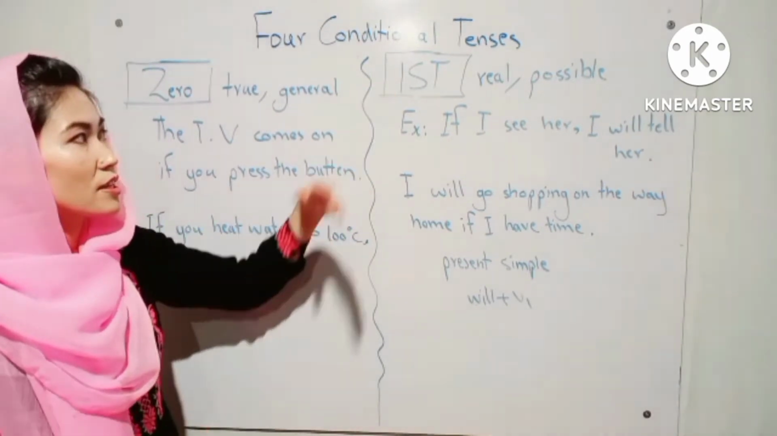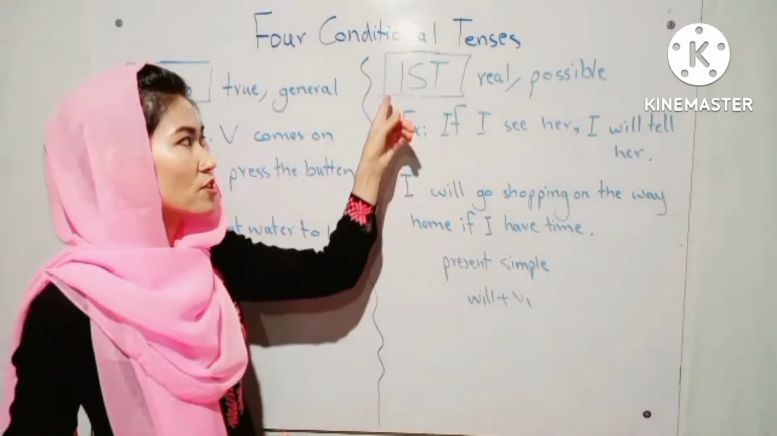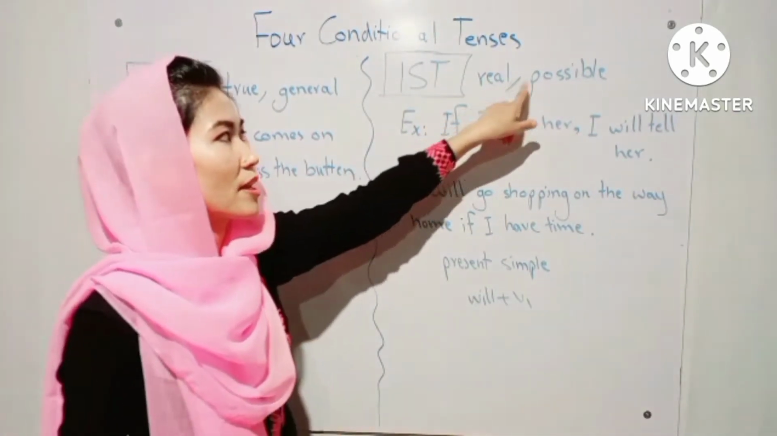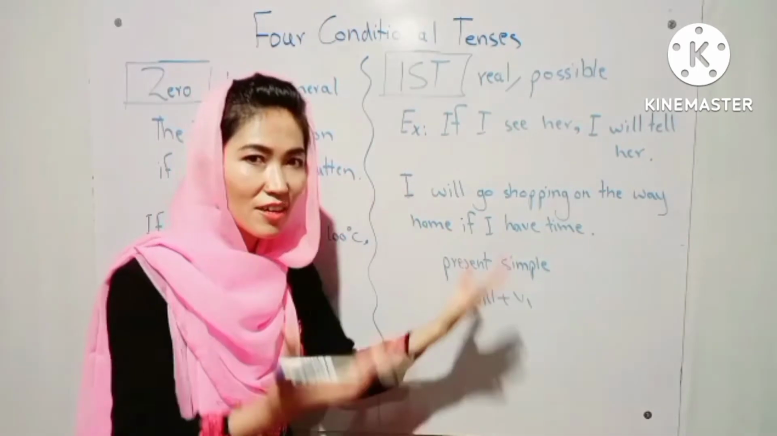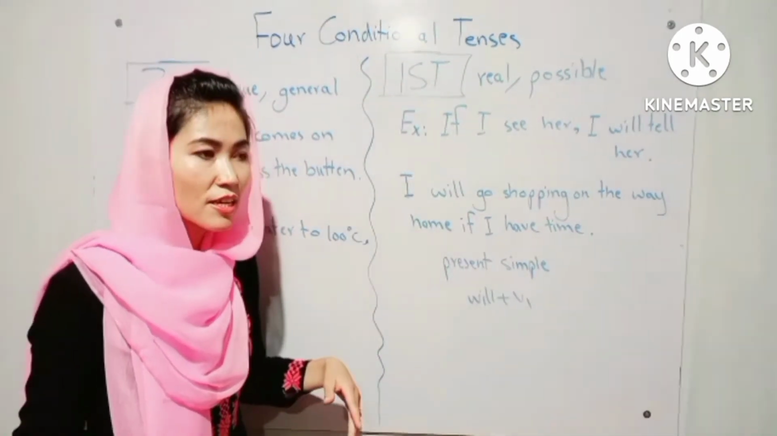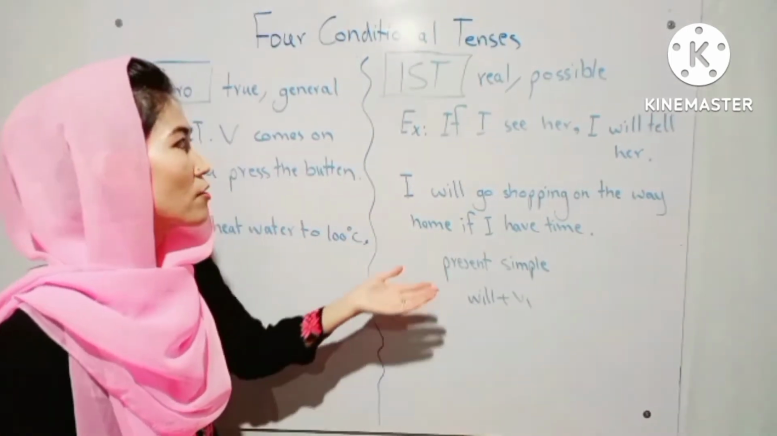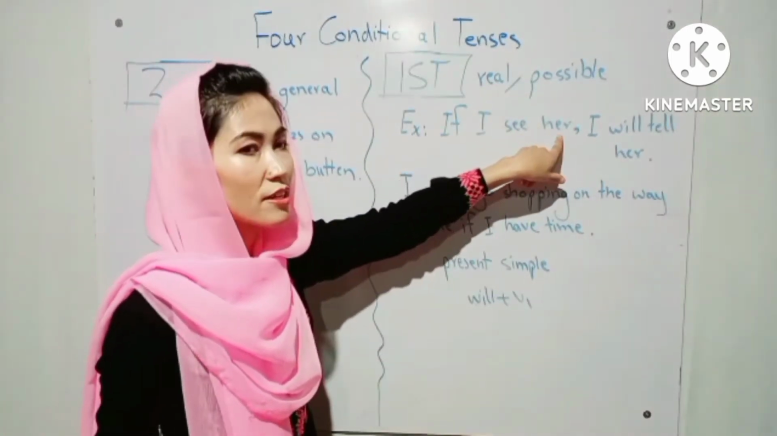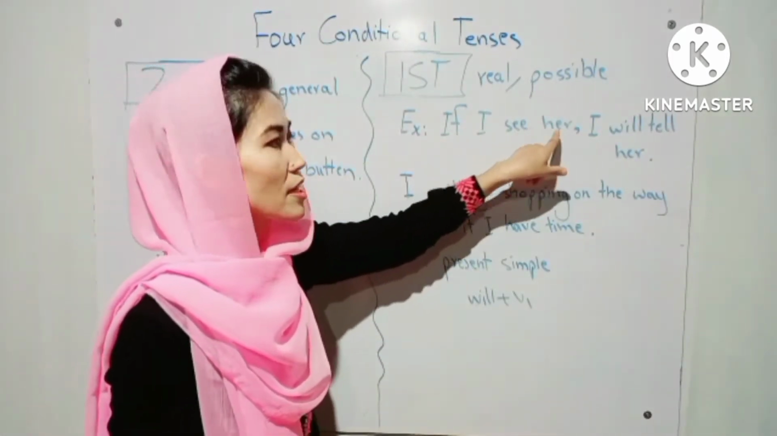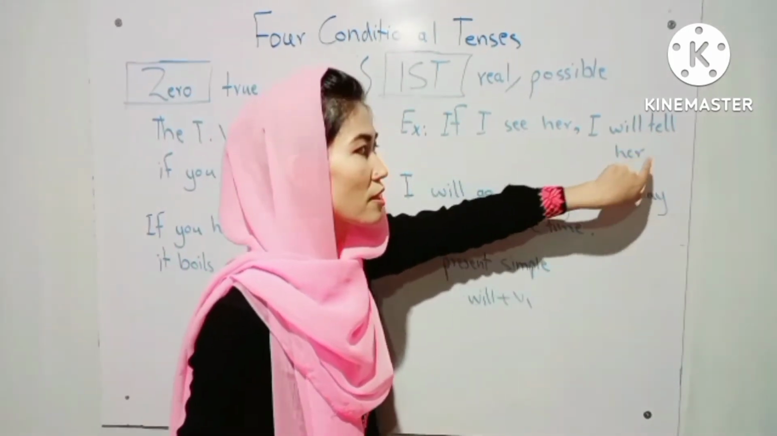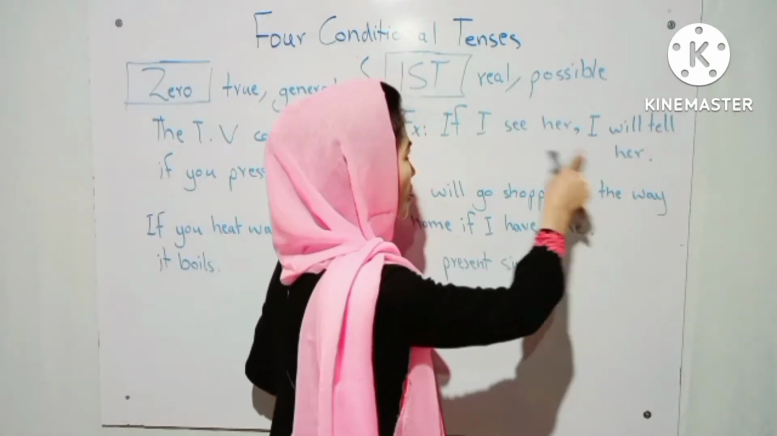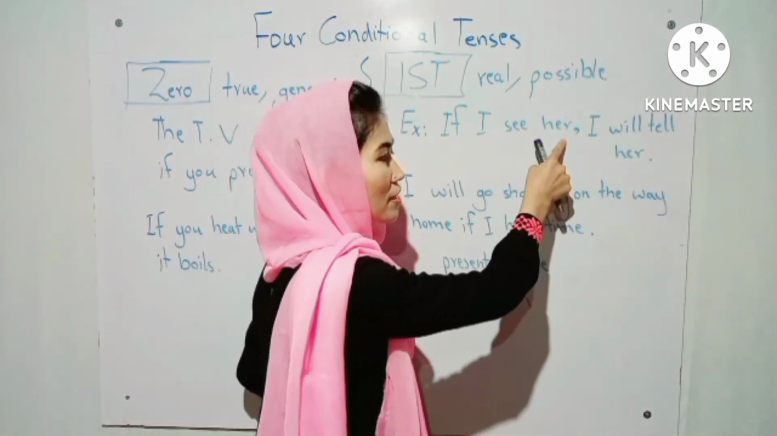Let's move on. First conditional tense. In first conditional tense, something is real to happen. It's possible for something to happen. Okay, when we talk about first conditional tense, something is going to happen. For example, if I see her, I will tell her. If I see her, I will tell her. Or you can say, I will tell her if I see her.